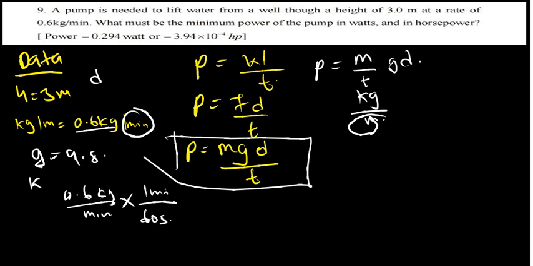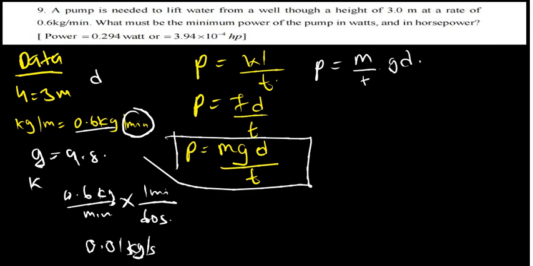Now I want to convert that. I'm going to say 0.6 divided by 60, and I'm getting 0.01 kg per second. We have converted 0.6 kg per minute to 0.01 kg per second, because we want to plug in here where there is kg per second. Have you seen? Yes.